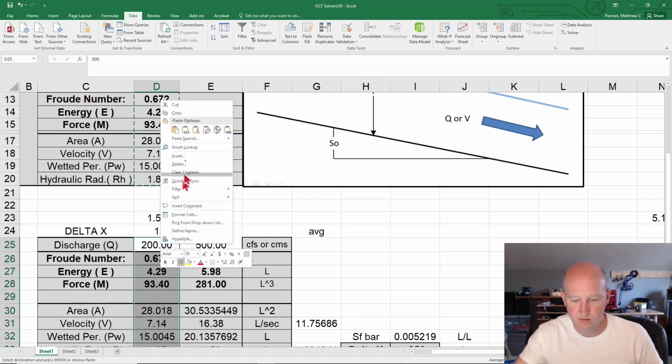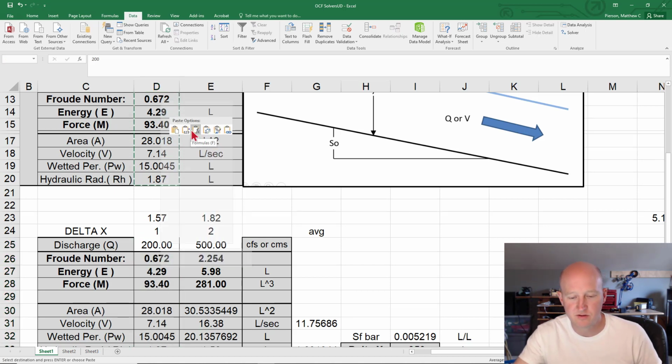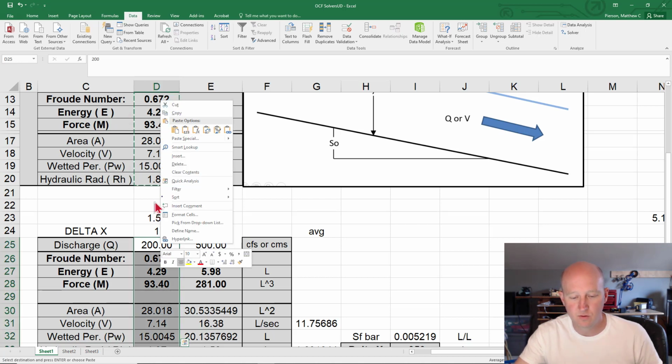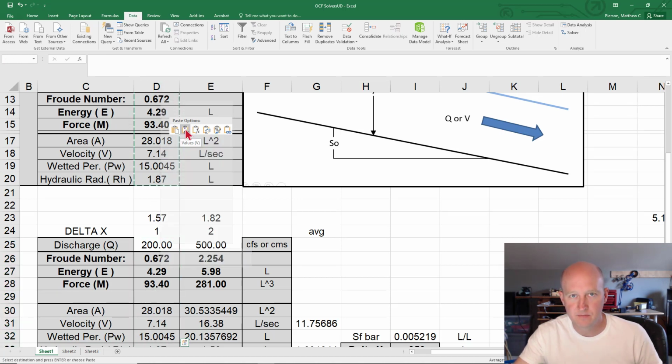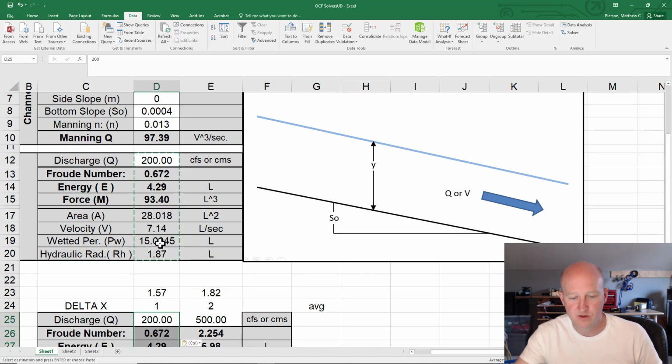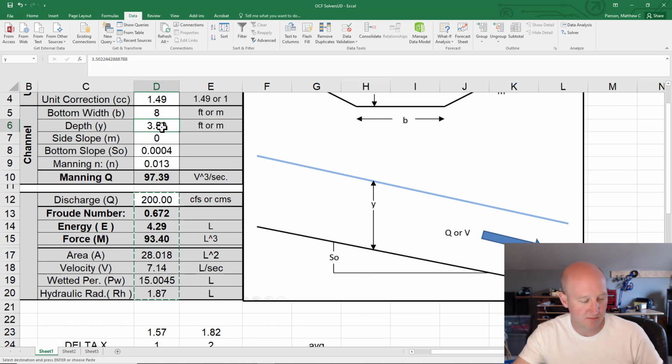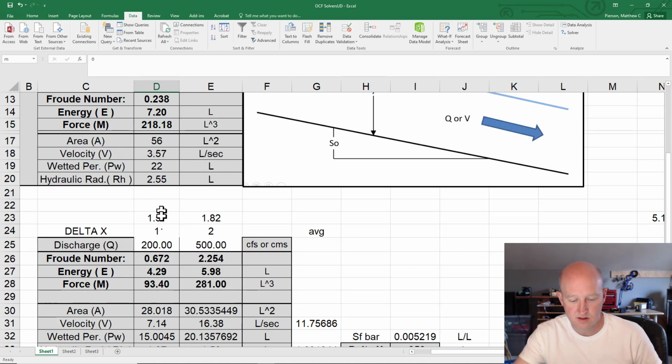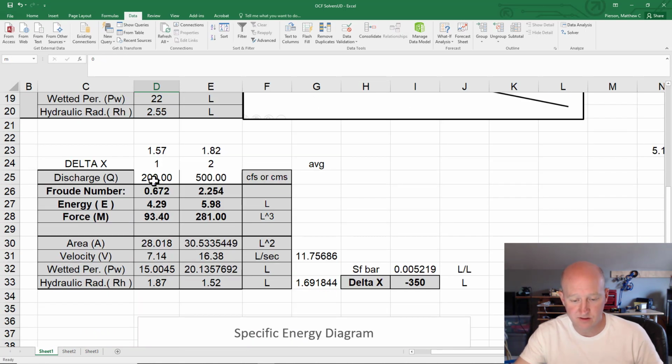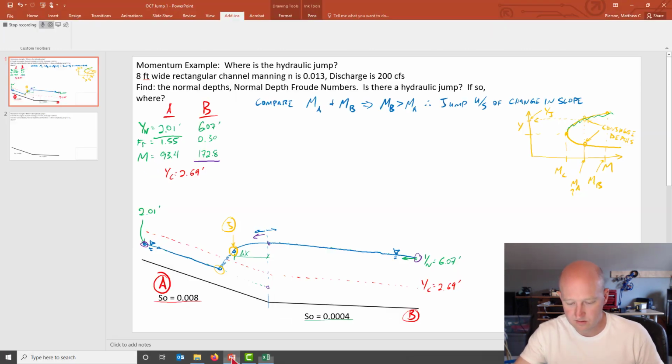We want to make sure when we're copying and pasting that we're going to paste values. The values are the ones where we just want the numbers in there, not the equations. All right. So now I can go back up and I can change the depth. And these stay the same. That's our intent. Okay, so let's write that down.